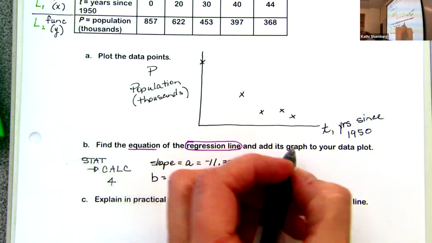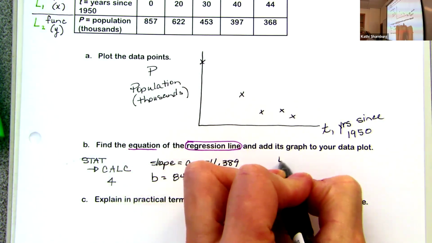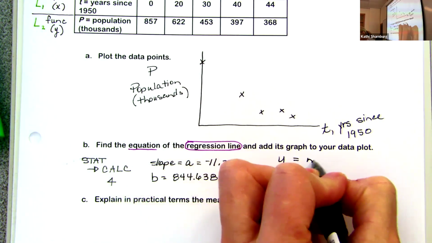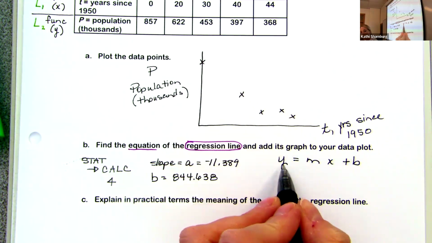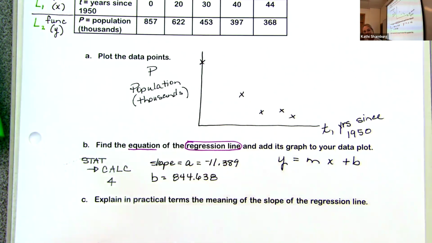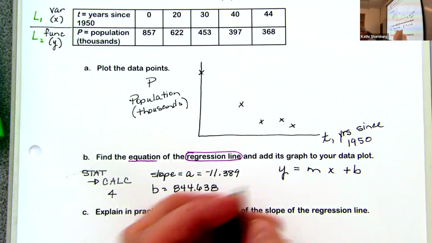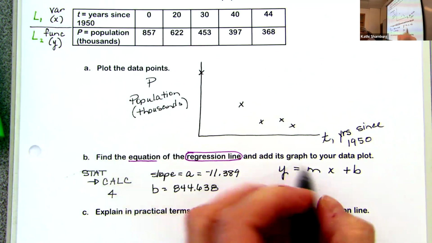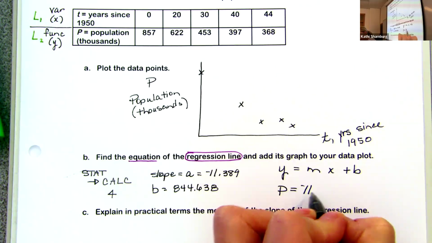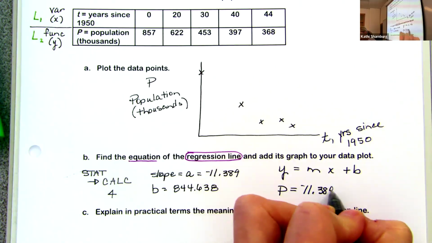All right, so I'm going to write the equation, which comes from y equals mx plus b. Y is my function, and I look up to my table and I see that the function letter they're using is p. We just found m, the slope, to be negative 11.389.